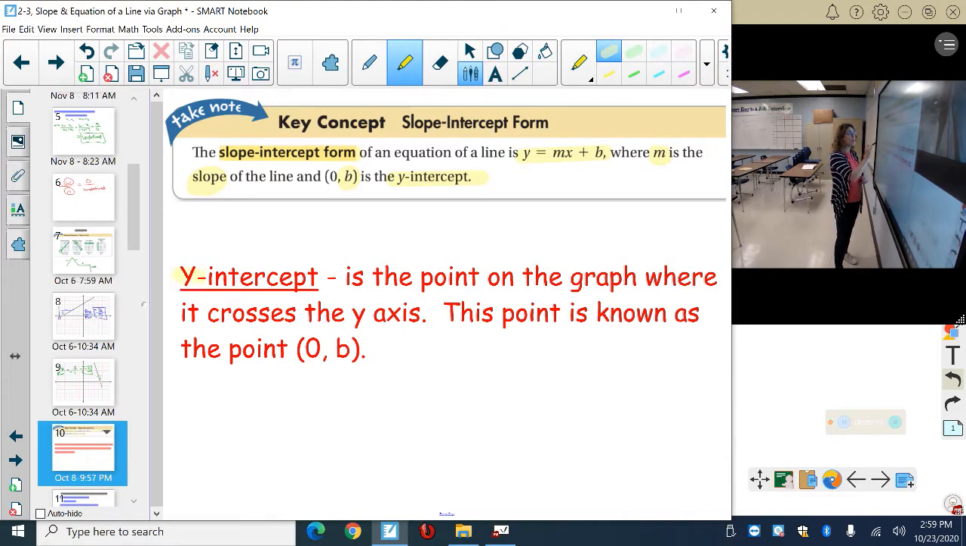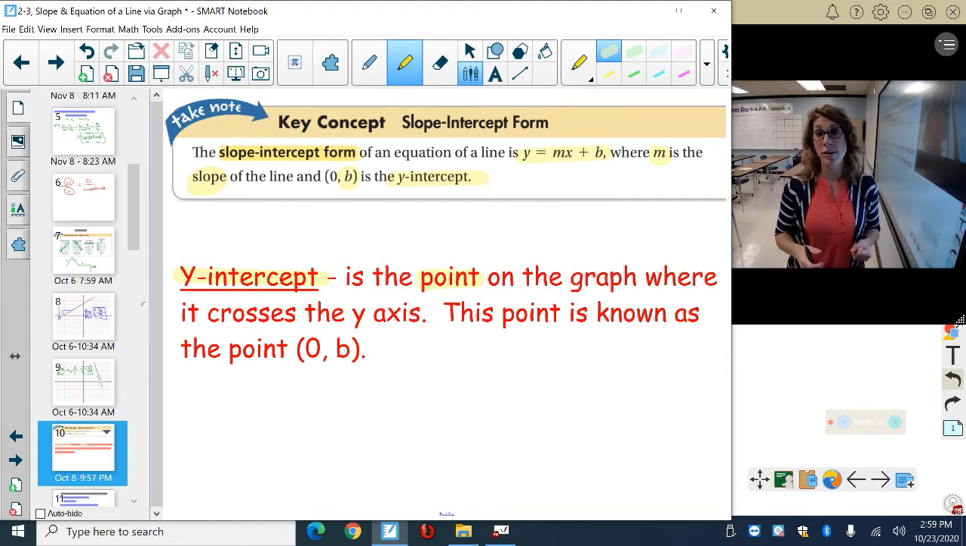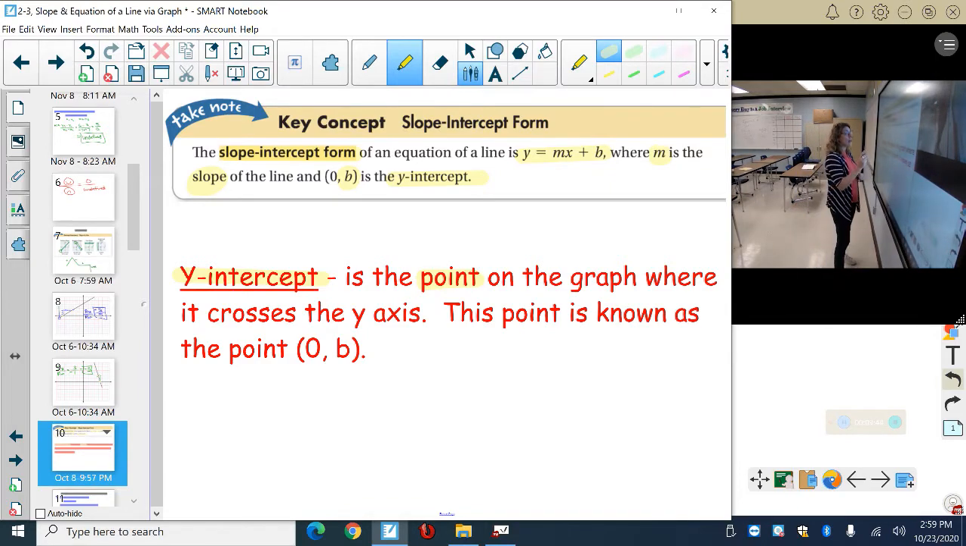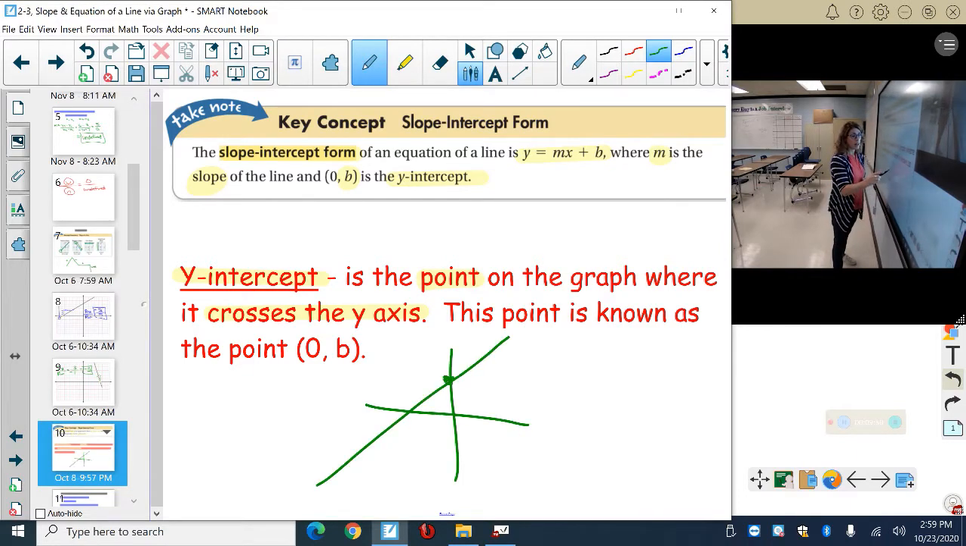Okay? What's a y-intercept? The y-intercept is a point, and I am a stickler on this. A point has coordinates x and y. So you must always remember to have x and y values as an ordered pair whenever you're talking about the y-intercept. It crosses the y-axis. So if it's crossing the y-axis, that means x is automatically 0. So you will have the ordered pair (0, b).